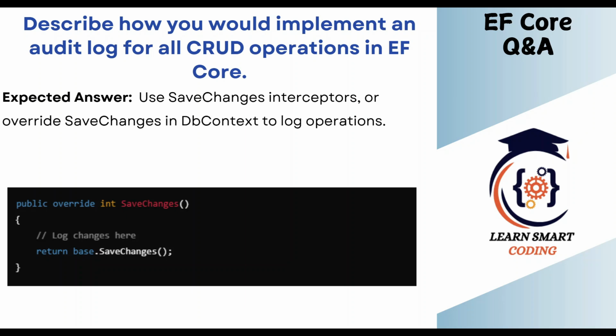Now the next is, describe how you would implement an audit log for all of your EF Core operations. There is something called SaveChanges and SaveChangesAsync in Entity Framework Core. If you override it, since it's a virtual method, and do some logic to log your audits and then call the SaveChanges, that's how you can do it in a centralized position. That's what they're asking: where do you do this logging operation in a centralized position? This is how you do it. You override the existing SaveChanges and then do your audit here.